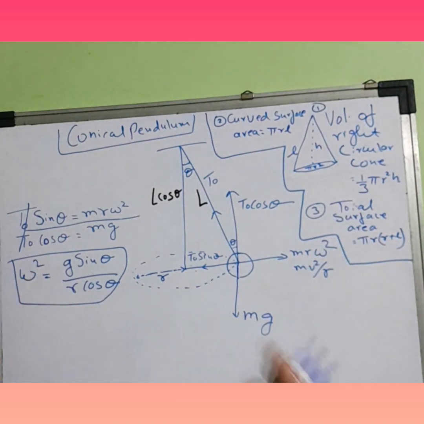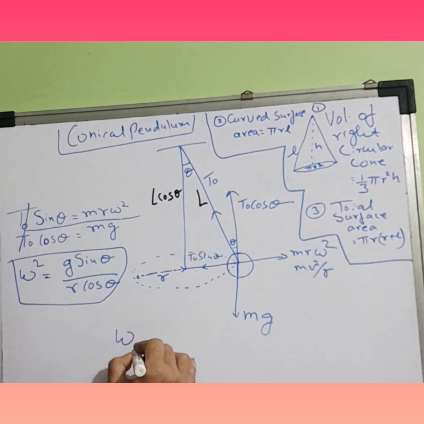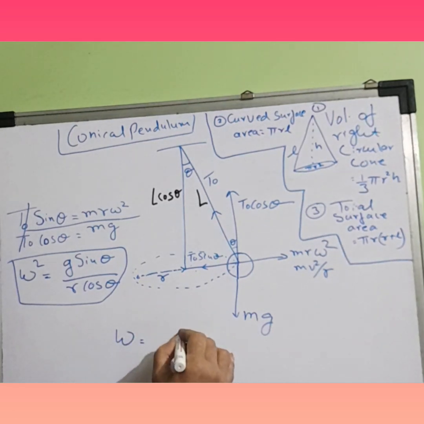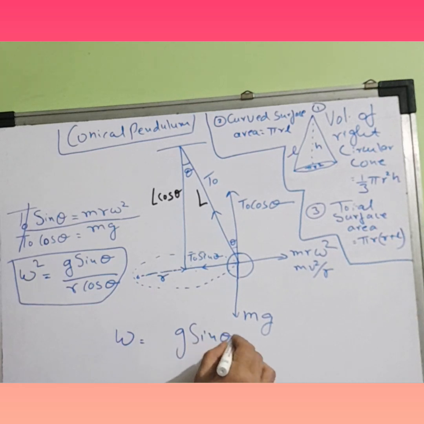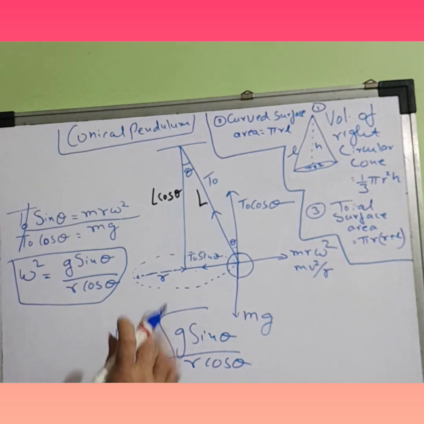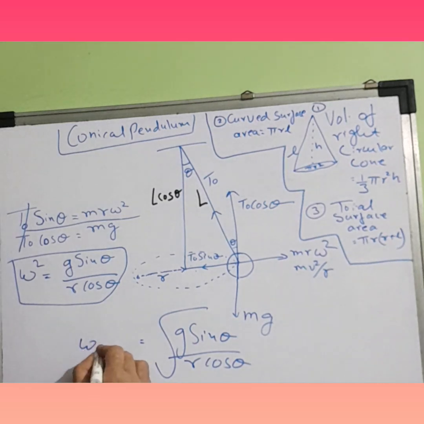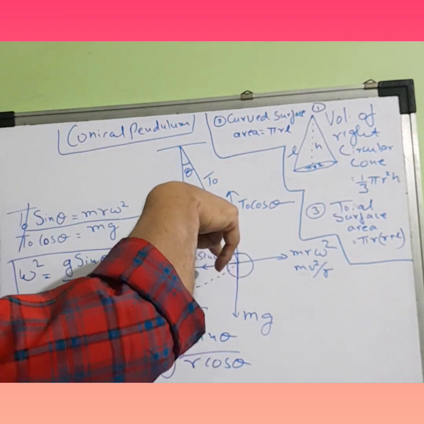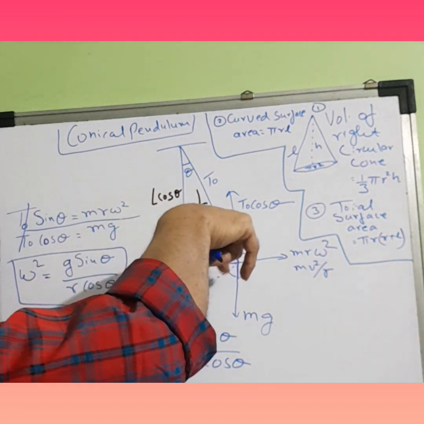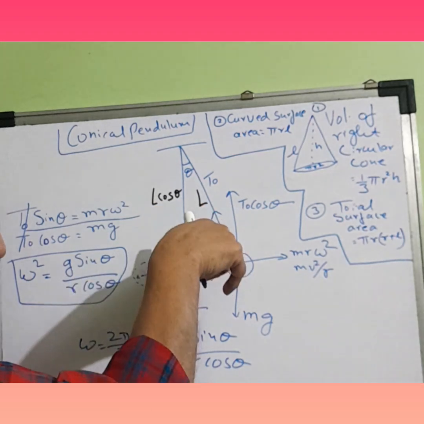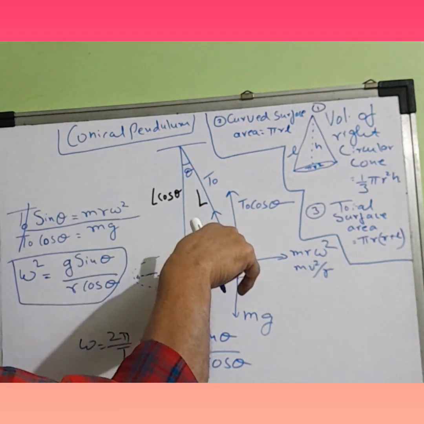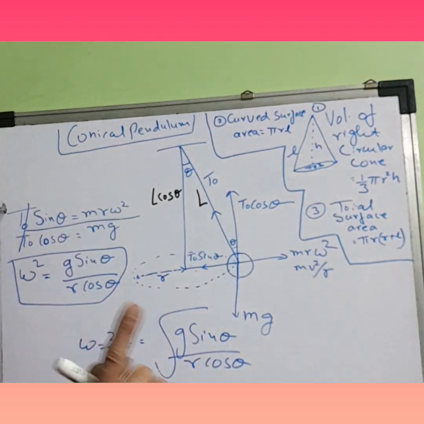You intend to root it. We are not interested in omega square, so let it be omega. So if it is omega, the formula is the same, g sin theta over r cos theta, root of it. Now we also know that omega is equal to 2 pi over T, where T is time period. Now I hope you know what is time period. If the bob goes down and comes back here, the time taken for the bob to start from here and then again come back to the same position is called the time period. So that is designated by capital T.